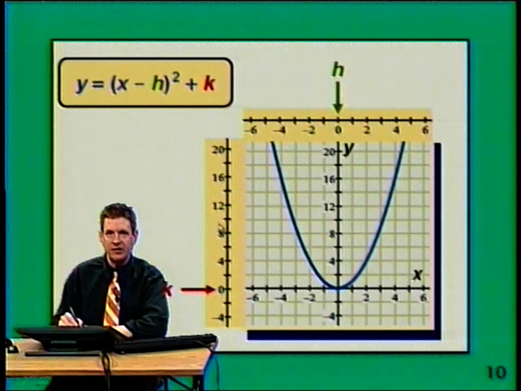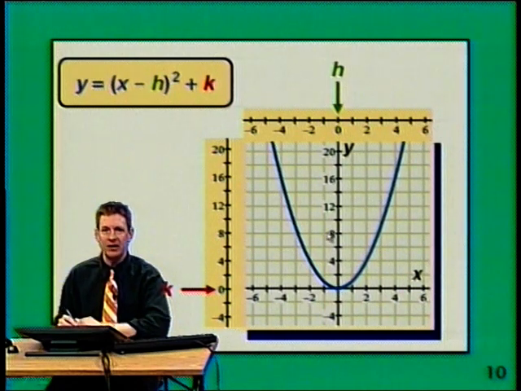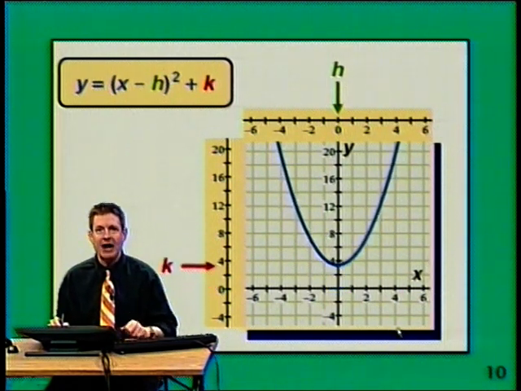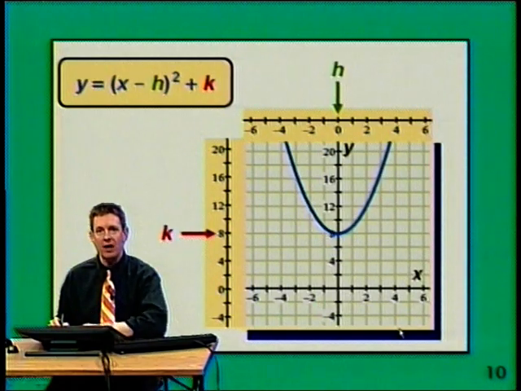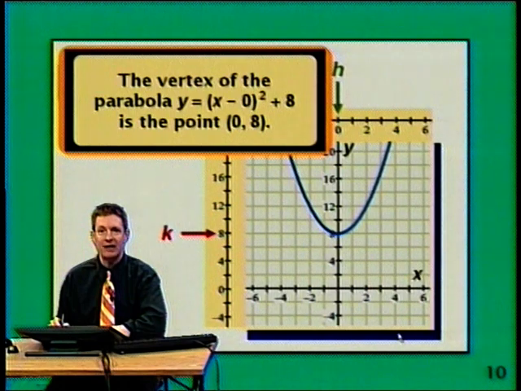Now what I'm going to do is I'm going to have the computer increase the value of k from 0 up to 8. And what I want you to do is watch what happens to the parabola, and specifically the vertex of the parabola, as k increases to 8. As k increases, the vertex goes up. And the vertex of the parabola y equals x minus 0 squared plus 8 is the point 0, 8.